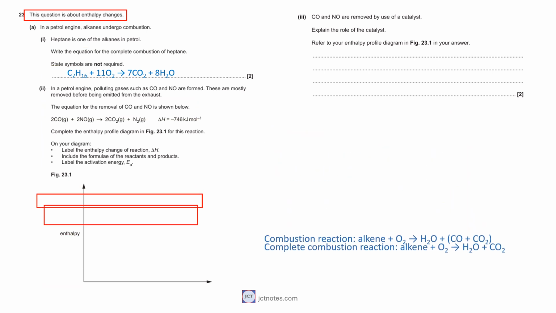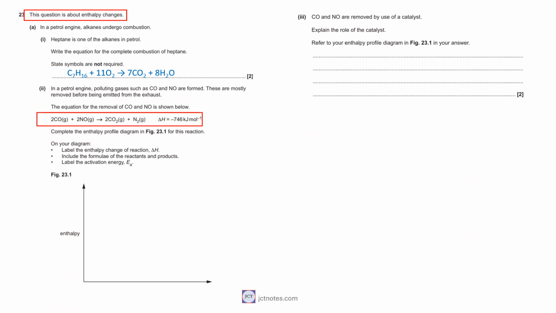In the second question, we are given the equation for the removal of carbon monoxide and nitrogen monoxide produced by the combustion in petrol engines. We are asked to complete the enthalpy profile diagram given. We are asked to label the enthalpy change of reaction, to include the formulae of the reactants and products, and to label the activation energy.